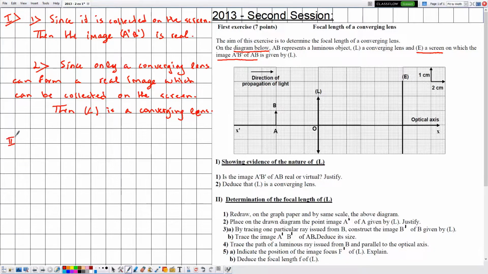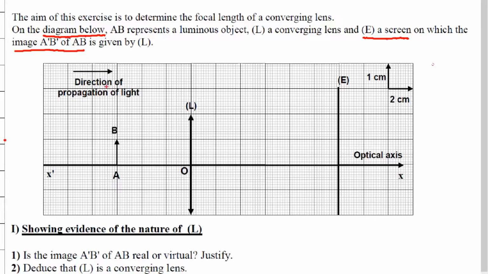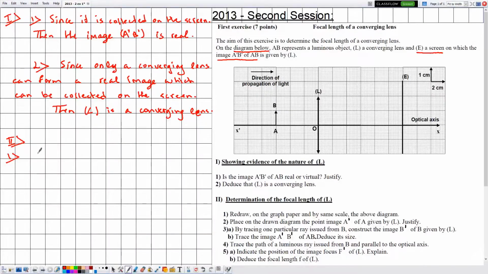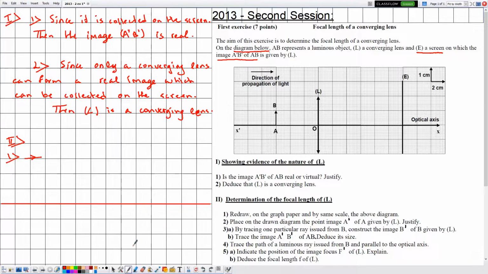So now in part 2 they are telling me determination of the focal length of L. Then number 1 they are telling me redraw on the graph paper and by the same scale the above diagram. Notice that here the direction of propagation of light is taken to be from left to right. And whenever we need to redraw, we always start by drawing the optical axis at the center or the middle, having the same direction of propagation of light, which is from left to right. Then this is x prime, this is x.